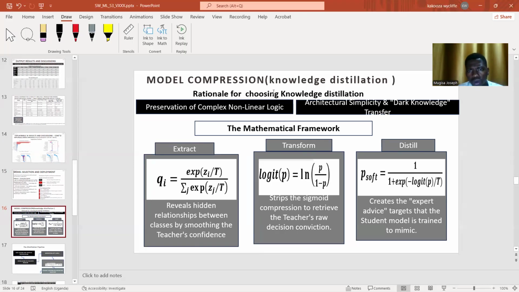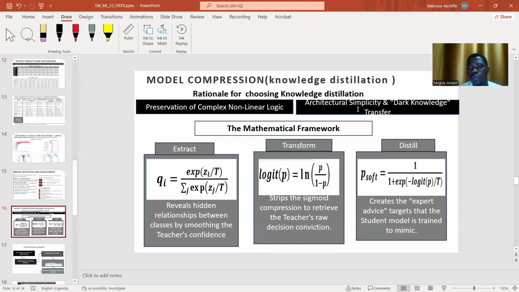So the approach we employ here is knowledge distillation. And why did we choose knowledge distillation? It is because it preserves for us the complex nonlinear logic that XGBoost was able to learn. It's not all about just pruning the branches or eliminating some features. It also provides structural simplicity, since we are able to build a completely new model. And then there is the dark knowledge transfer.